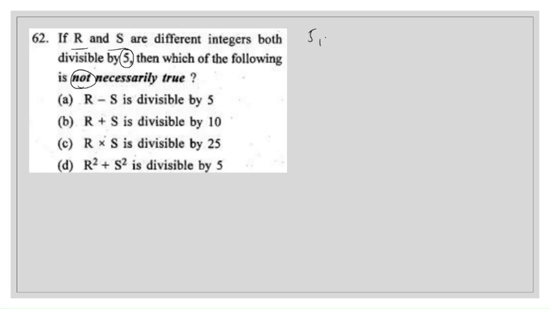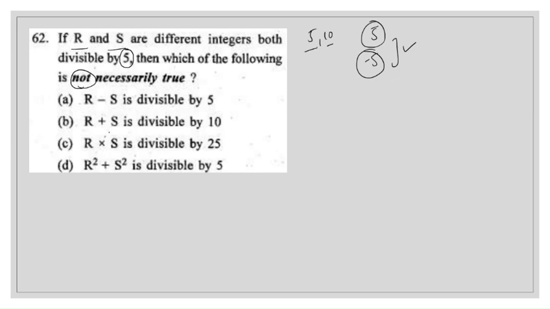So we can take 5 and 10. These types of questions we can deal with by taking examples ourselves and then applying all the conditions. For example, right now we have taken two integers, which are 10 and 5. They say that R minus S is divisible by 5. So if we subtract 5 from 10, we get 5, and if we subtract 10 from 5, we get minus 5. Both these are divisible by 5, which means the first condition is fulfilled.